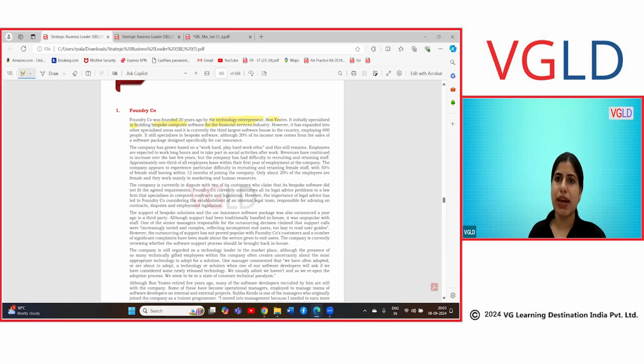However, it has expanded into other specialized areas, and it's currently the third largest software house in the country, employing 400 people. It still specializes in bespoke software, although 20% of income now comes from the sales of software packages designed specifically for car insurance. Any doubts till now?